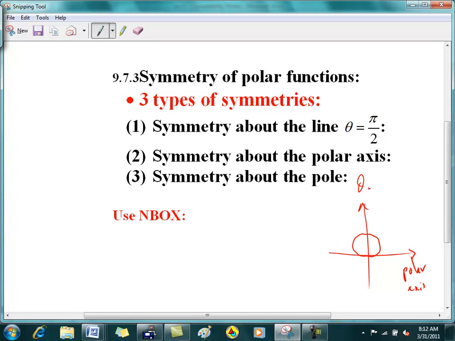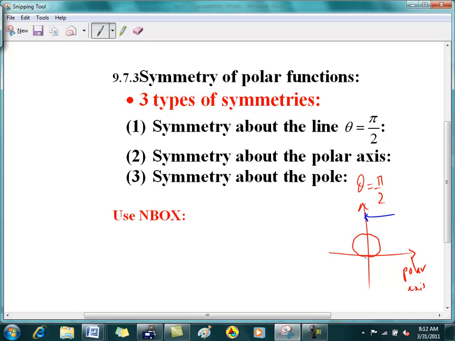This is called the theta equals pi over 2 axis. Okay, those are the two axes in the polar domain. And the graph that we drew has a symmetry. It's got a symmetry about this line here, about this line here.